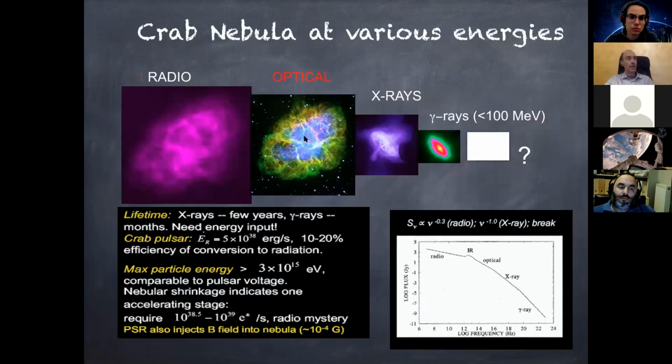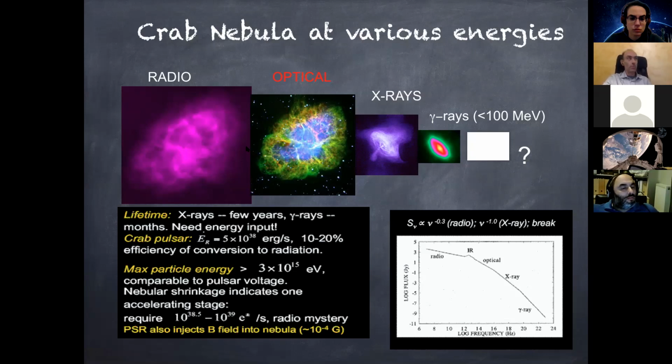Now, the best example that these objects accelerate particles that originate from the pulsar comes from looking at the Crab Nebula at different energies. As you move to high energy radiation, which means you look at high energy particles, you do see that in the Crab there is a shrinkage of the size of the nebula. Now, if you make a rough estimate, you find that radio particles have a typical synchrotron lifetime that is longer than the age of the nebula.